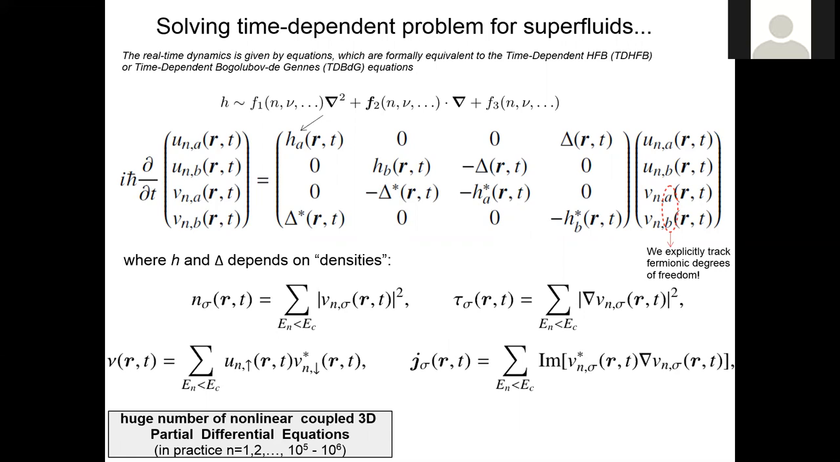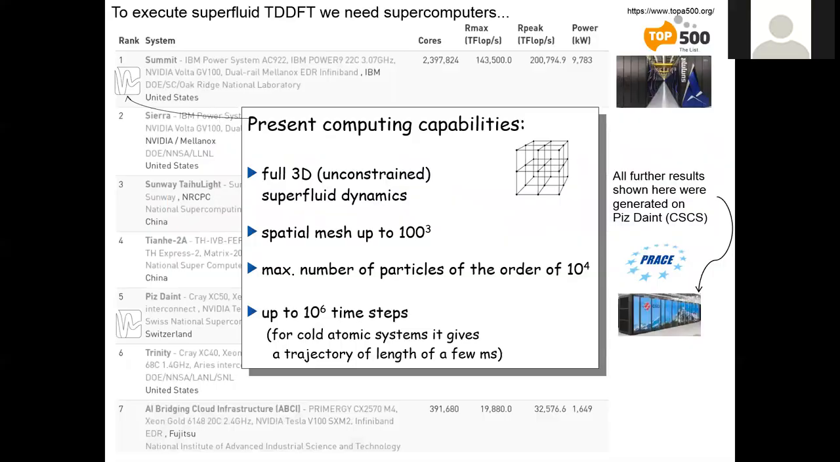So these equations are not easy to solve, because there's a huge number of them. In practice, we have to solve of the order of hundreds of thousands up to a million of these equations. So this is not a problem that you can solve on a laptop. We have to use supercomputers to do this. We are using various supercomputers, including Summit, which is the most powerful supercomputer.